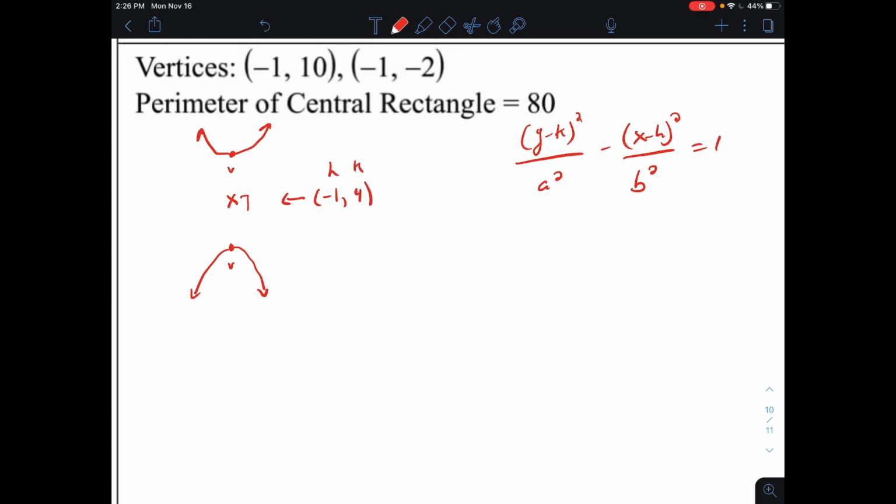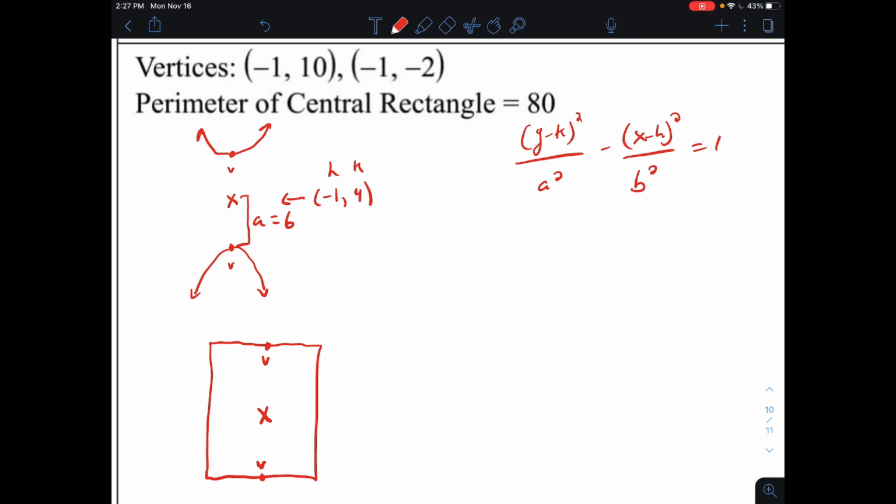a is going to be the distance from the center to the vertex, so a is going to be 6. And so all that's left to figure out is what b is, because we know h and k, and we know what a is. Well, they tell us that the perimeter of the central rectangle is going to be 80. So I'm going to make a rectangle over here on the side so we can figure out how to use that. Our center is in the middle, and our central rectangle will have our two vertices. Now, all the way around the rectangle is equal to 80.